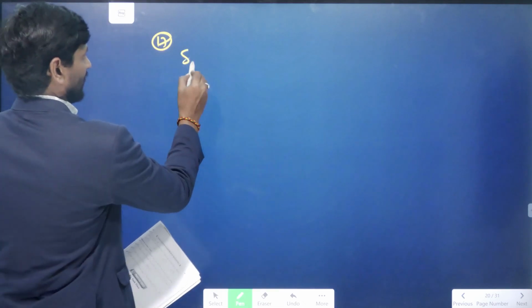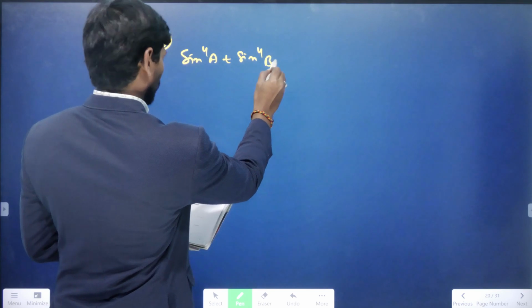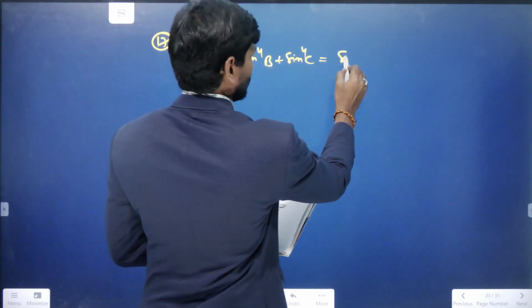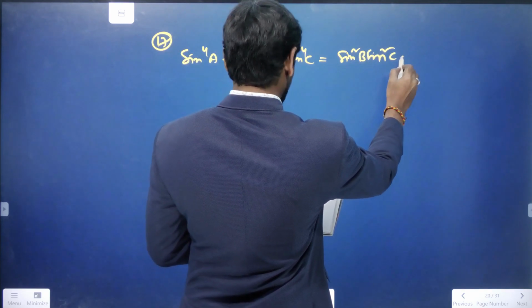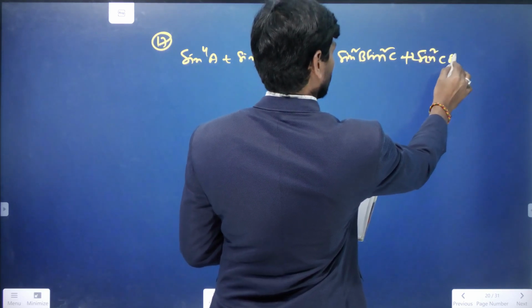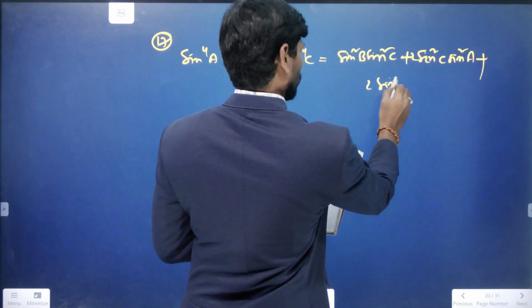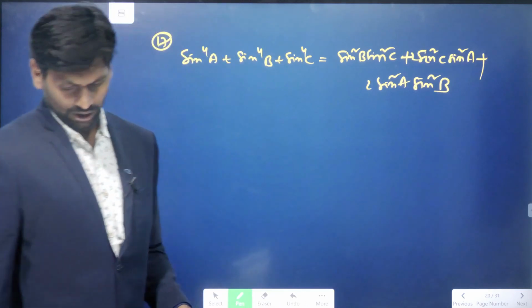So sin power 4 A plus sin power 4 B plus sin power 4 C is equal to sin square B sin square C plus 2 sin square C sin square A plus 2 sin square A sin square B. We need to find the value of A.